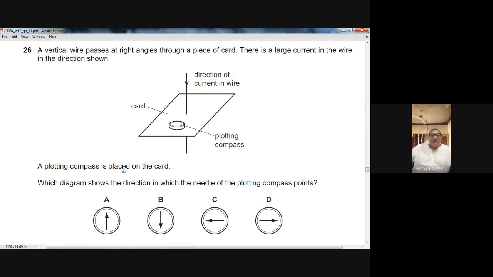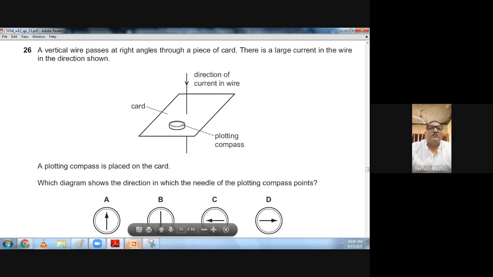If the current is going downward, by using the right hand rule for the straight conductor, take your right hand. Because the current is going downward, I will hold the conductor in my right hand in such a way that my thumb is pointing along the direction of the conventional current. Then the curls of my fingers tell me the direction of the magnetic field around this conductor. So when I apply this right hand rule on this conductor, the curls of my fingers tell me that the direction of the magnetic field around here will be clockwise. It will be clockwise. So let me show you.